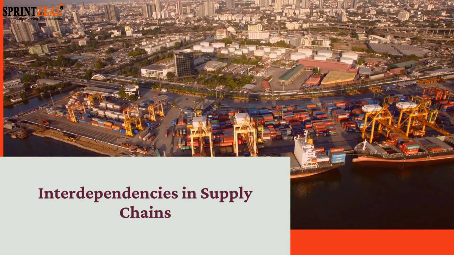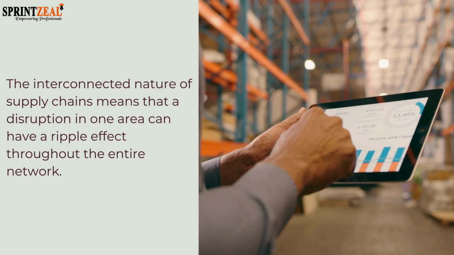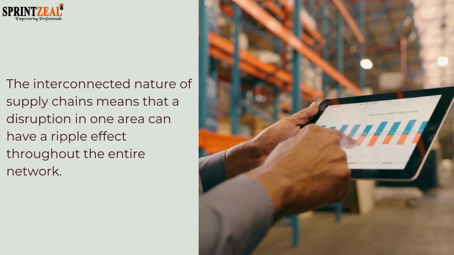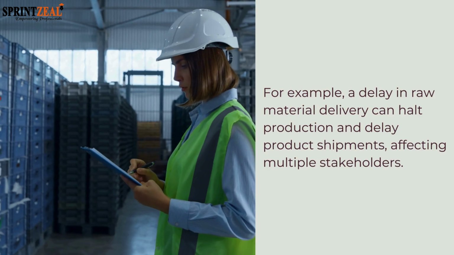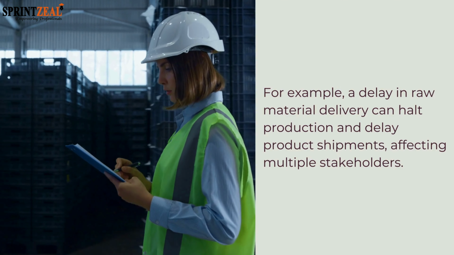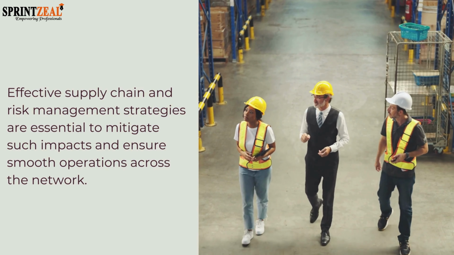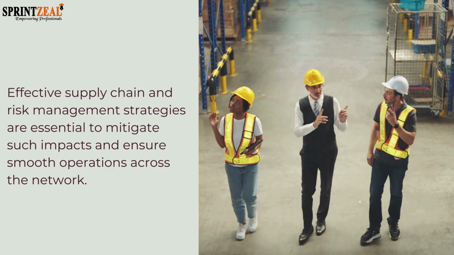Interdependencies in supply chains. The interconnected nature of supply chains means that a disruption in one area can have a ripple effect throughout the entire network. For example, a delay in raw material delivery can halt production and delay product shipments, affecting multiple stakeholders. Effective supply chain and risk management strategies are essential to mitigate such impacts and ensure smooth operations across the network.